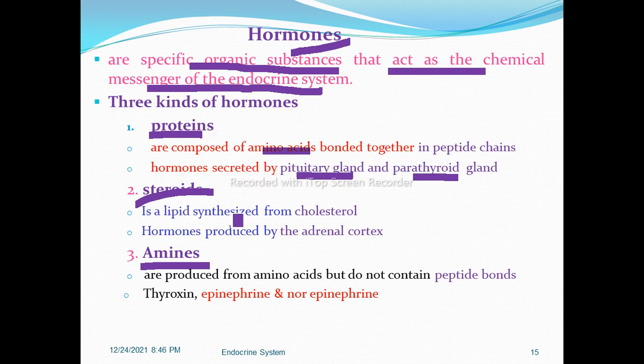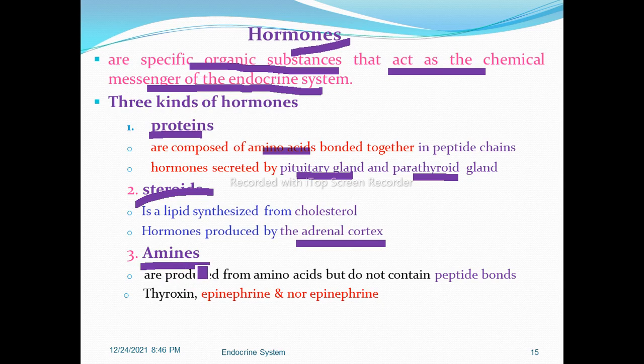Steroids are lipids synthesized from cholesterol. Hormones produced by the adrenal cortex are steroids, particularly the portion of the adrenal cortex called the zona reticularis. The hormones that the zona reticularis secretes are steroids.